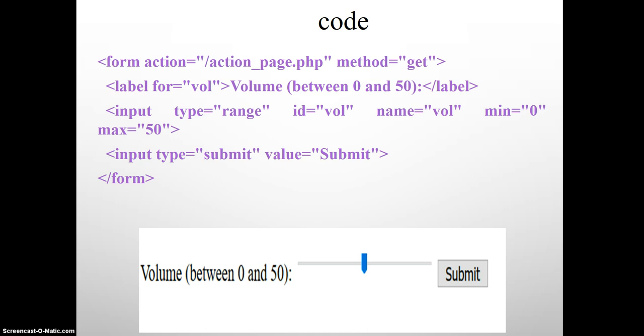Implementation of the code: input type is equal to range, id is vol and name is viewer. Min is equal to 0, max is equal to 50. We are setting the range 0 to 50. That is, minimum is 0 and maximum is 50, not more than 50. Output is a volume between 0 to 50. It can set the volume only 0 to 50. This is a restriction, not more than 50. If you try, the cursor will not move forward.